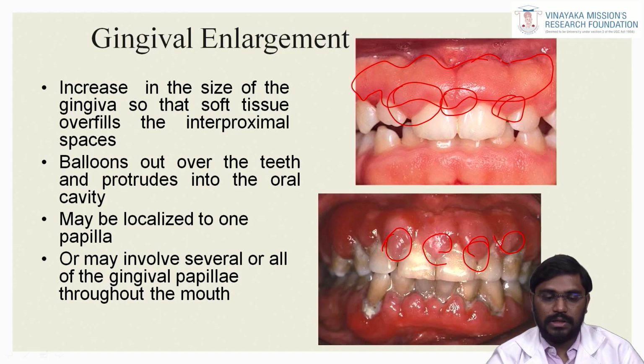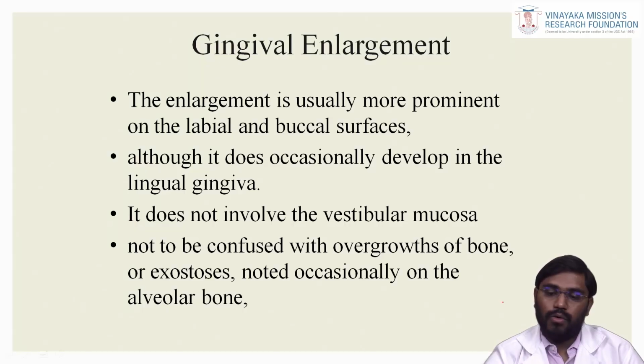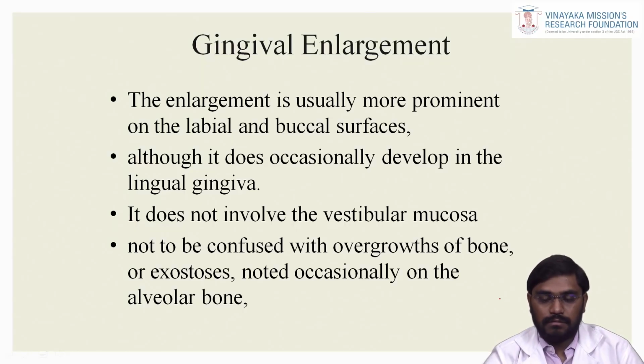It balloons out over the teeth and protrudes into the oral cavity. It may be localized to one papilla or may involve several or all of the gingival papillae throughout the mouth. The gingival enlargement is usually more prominent on the labial and buccal surfaces, although it can also develop in the lingual area. It does not involve the vestibular mucosa. It should not be confused with the overgrowth of bone, or exostosis, noted occasionally on the alveolar bone.